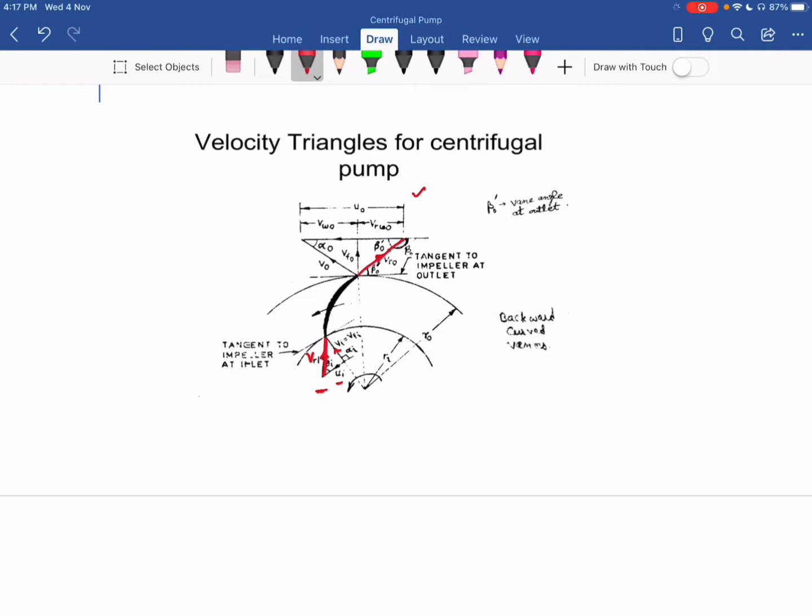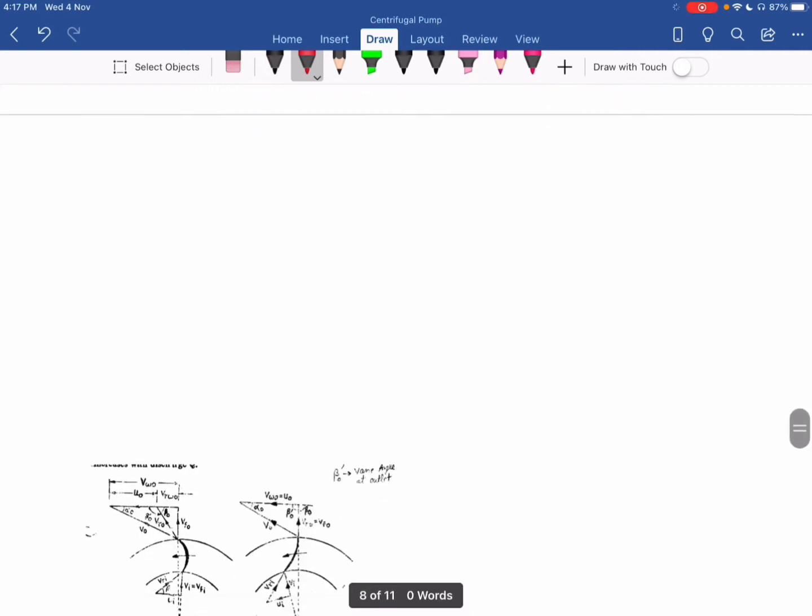Now, in case of centrifugal pump, beta O dash is called the vane angle at the outlet. Depending upon the value of beta O dash, if beta O dash is less than 90 degree, my shape of the vane is called backward curved vane. That is called backward curved vane.